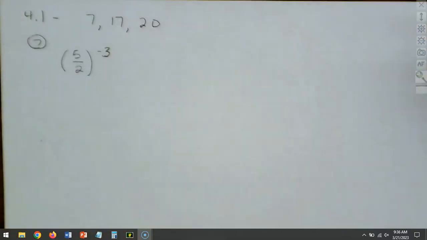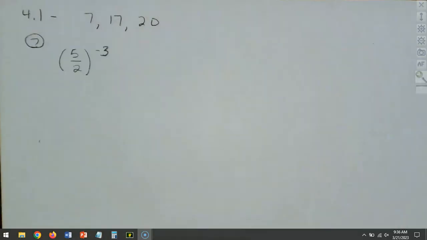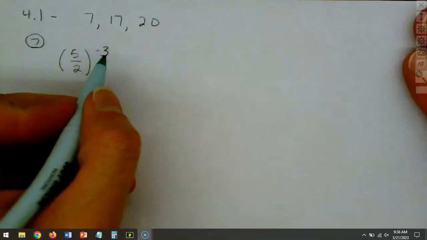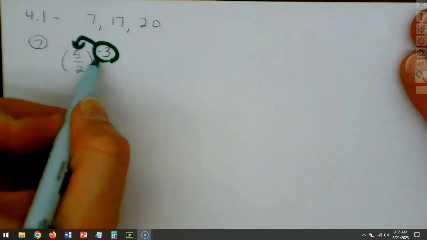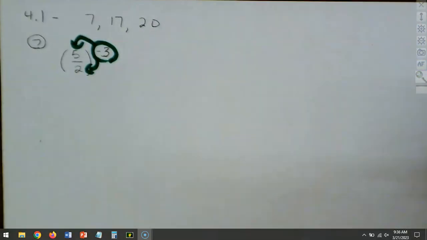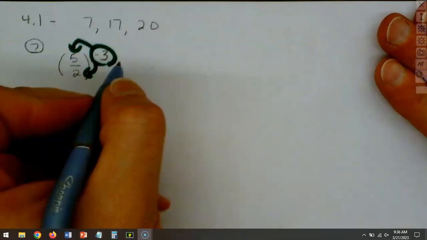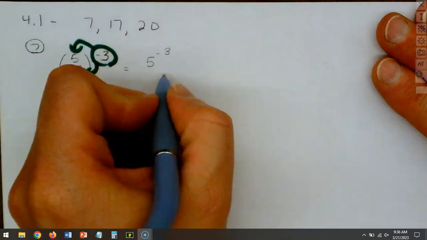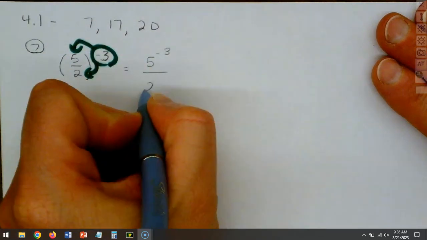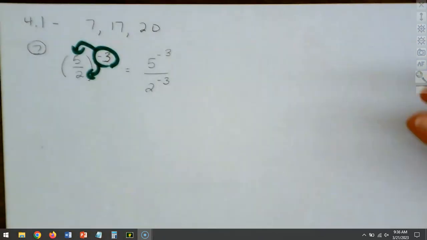Okay, now there are different ways of solving these. We have to apply our rules of exponents. So what we can do is distribute this minus 3 through. Okay, and it's a power, so it can be distributed through. That's going to then leave me with 5 to the minus third power over 2 to the minus third power.